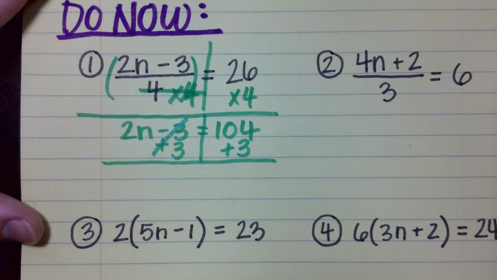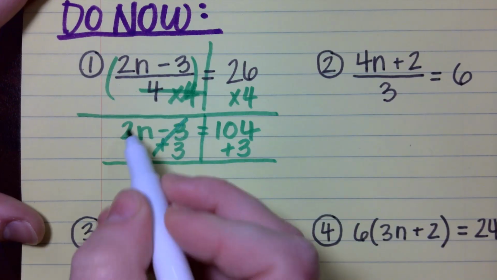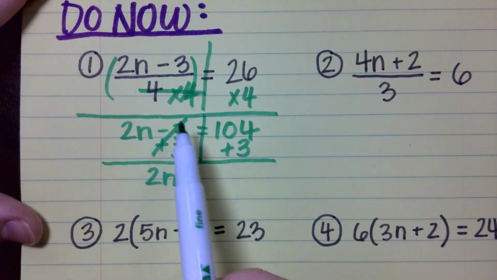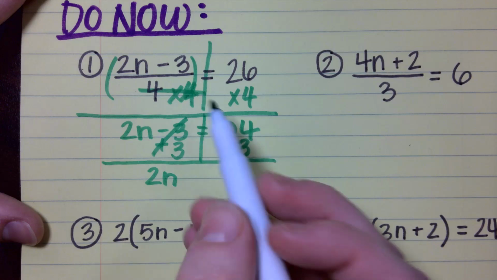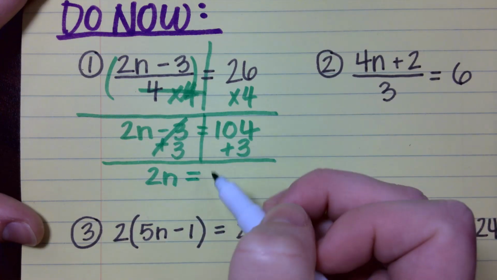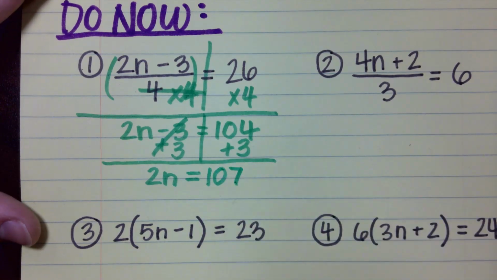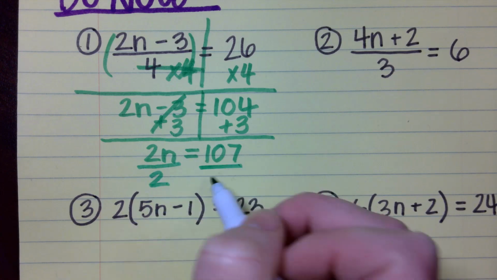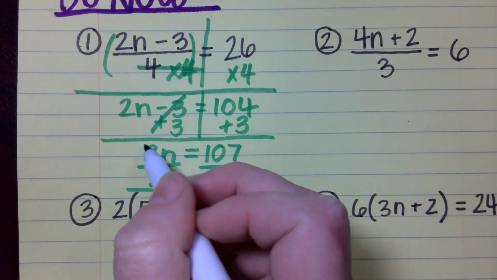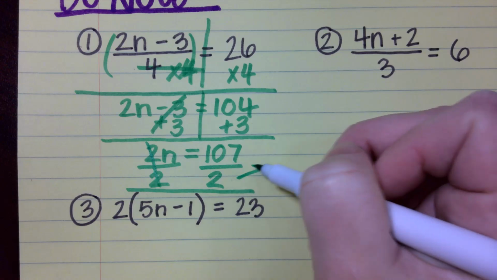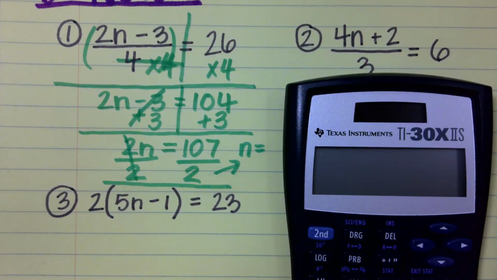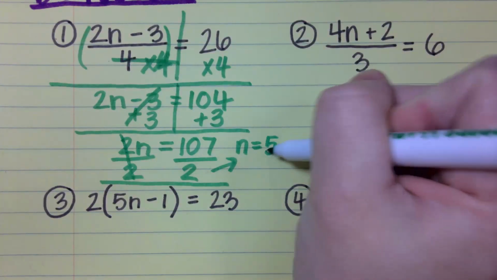All right. What's next? Bring down the 2n. Minus, sorry, not minus. That's okay. 2n equals 107. And one last step. We're going to divide. Yes. To get rid of 2 times n, we'll divide by 2. Those will cancel, and I'm left with n equals, let's see, 53.5. Sounds about right to me, 53.5.